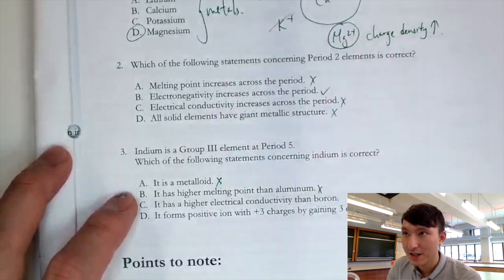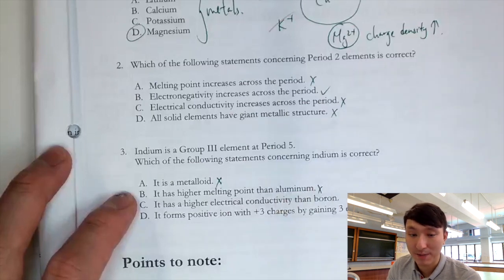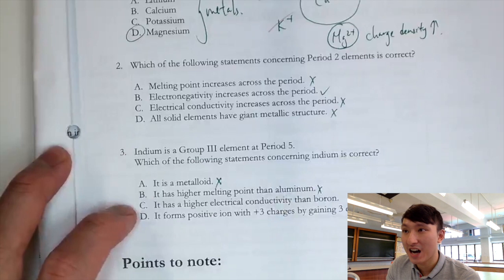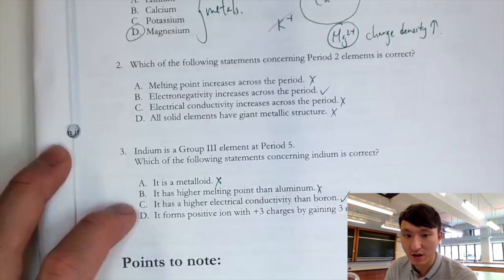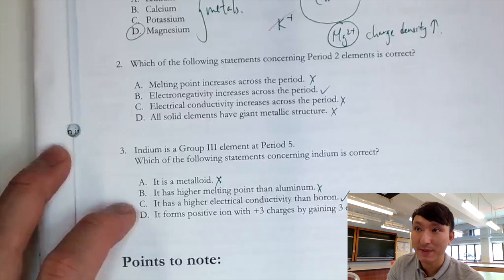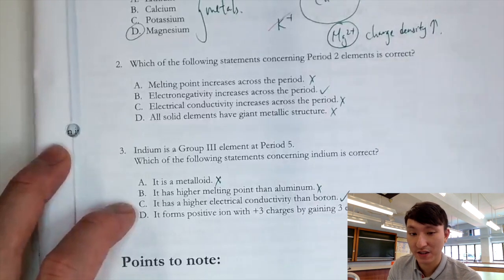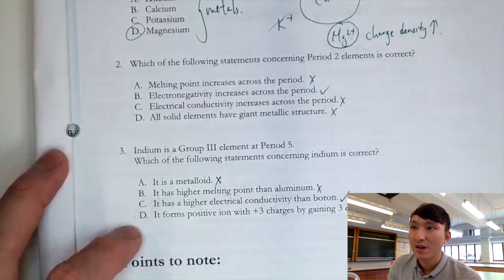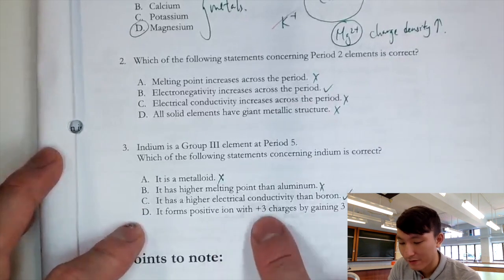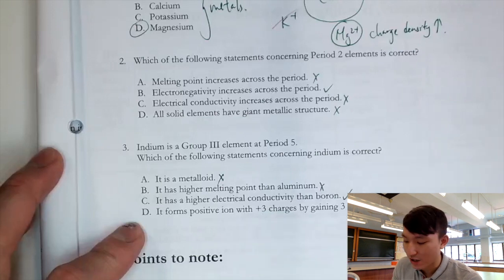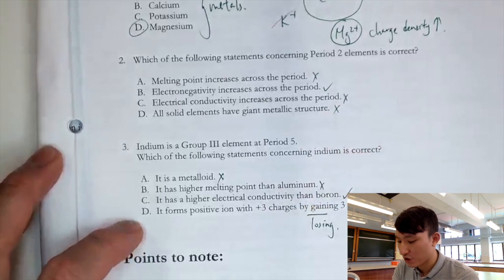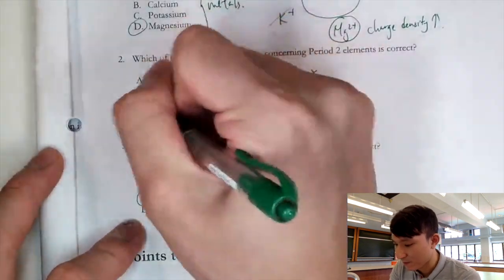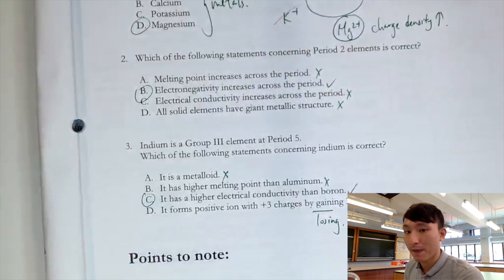If it has a bigger size but still the same charge as aluminium, I don't think it has a stronger metallic bond. It has a higher electrical conductivity than boron? Yes, because boron has a giant covalent structure. It's a metalloid, right? But indium is a metal. So metal should have a higher conductivity when compared to a metalloid. Well, it forms a positive ion with +3 charge by gaining 3 electrons? No, it should be losing electrons, right? Okay, so the answer is C.